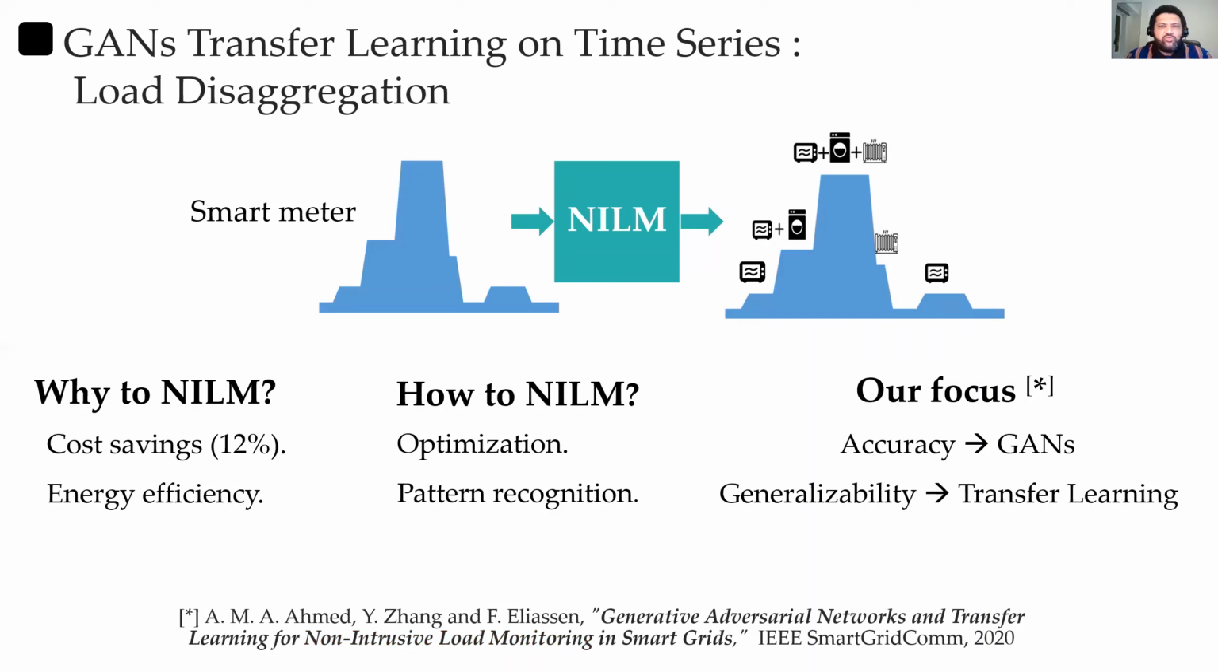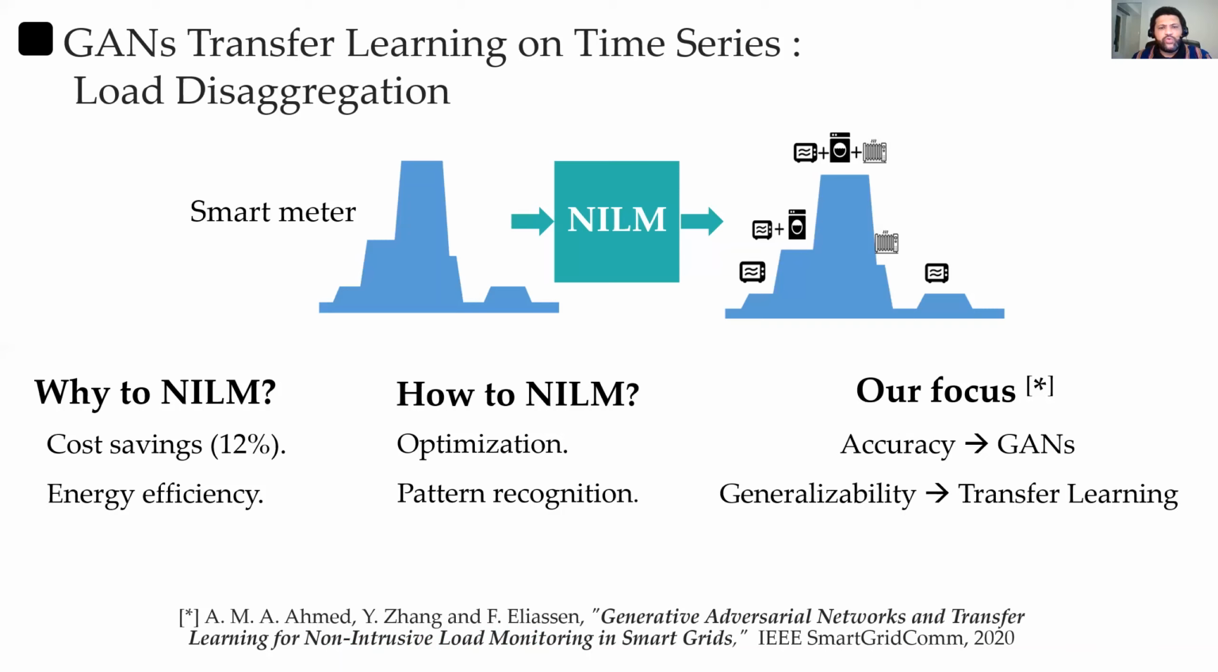How do developers of NILM solve it so far? Actually, there are two main paths in the literature: either using optimization, trying to find the appliance combination that minimizes the difference from the total measurement, or taking the second and promising recent path, which is using pattern recognition and machine learning methods.